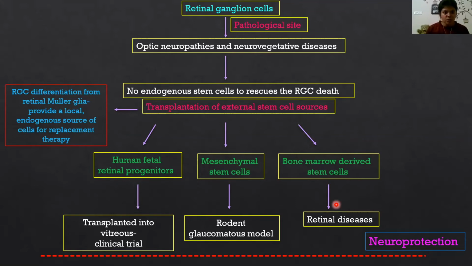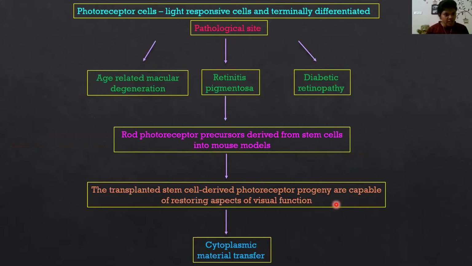And next, coming to the photoreceptors. They are the light responsive cells. They are terminally differentiated. The term terminally differentiated means, just like RGCs, they don't divide. Once they're developed, they don't divide. So they are the pathological site for many diseases: AMD, age-related macular degeneration, retinitis pigmentosa, diabetic retinopathy. So yes, stem cell therapy has to be applied to such cells as well to rescue all these disease conditions.